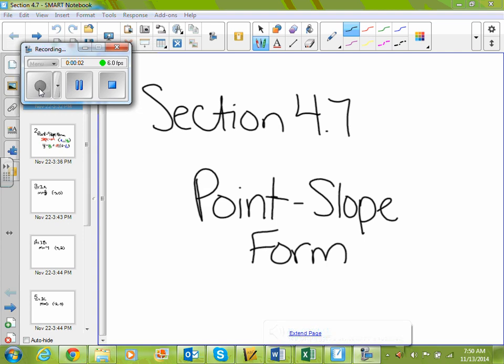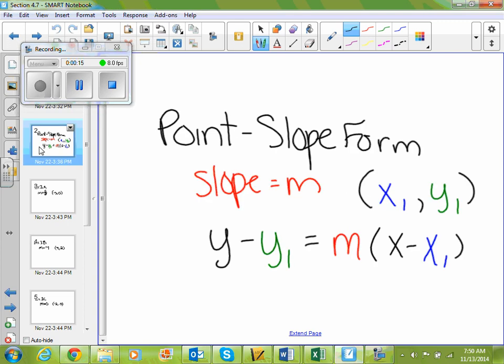Yesterday we learned about slope-intercept form, which was an equation of a line that's made of a slope and an intercept. Today we're going to learn about point-slope form of a line, which is called that because the line is made up of a slope and a point.